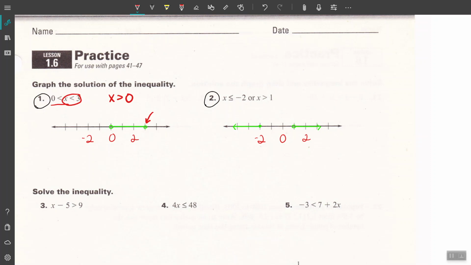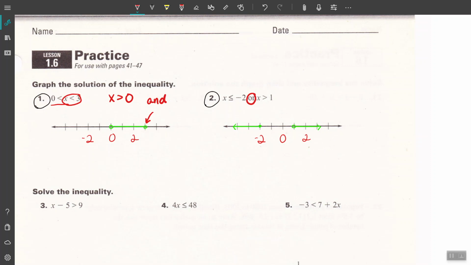And the reason that it is just capped off here between 0 and 3 is because it has to satisfy both of those inequalities. Remember, if you have a double inequality like we do in this number, the line you end up graphing has to satisfy both inequalities, x greater than 0 and x less than 3. Okay, this is an and statement, if you remember that from Algebra 1. If not, that's okay, because over here in number 2, you have an or statement.